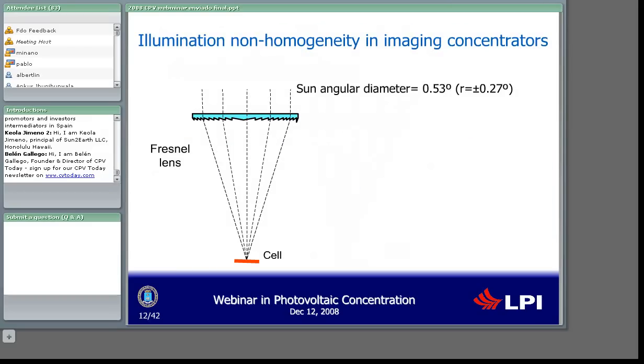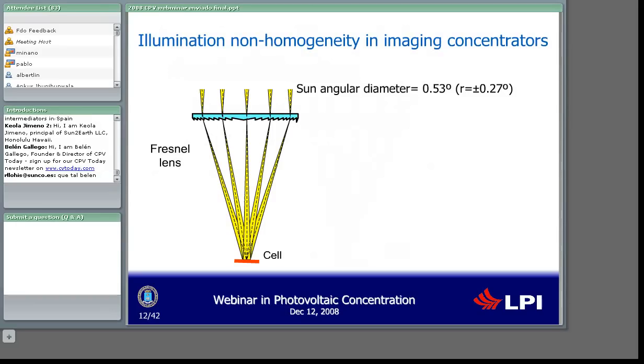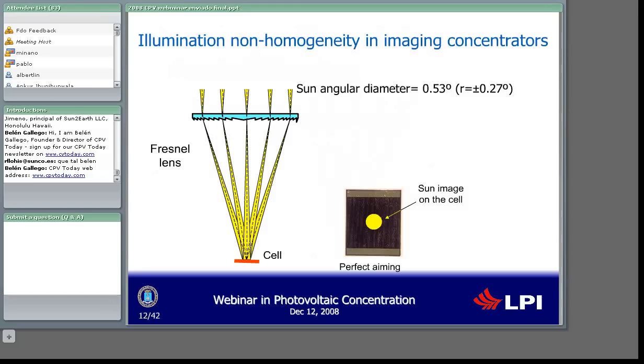If we would use just a Fresnel lens on a cell, that some companies do, but assuming that we do it, we find from the explanations that we have seen that there is a trade-off with the homogeneity and the tolerance angle. Assume that we have this situation that is shown in this drawing, and the sun angular diameter is about half a degree. Since we are imaging the sky onto the cell, that means that if the image formation would be perfect, we will have the image of the sun on the cell when we are perfectly aimed.